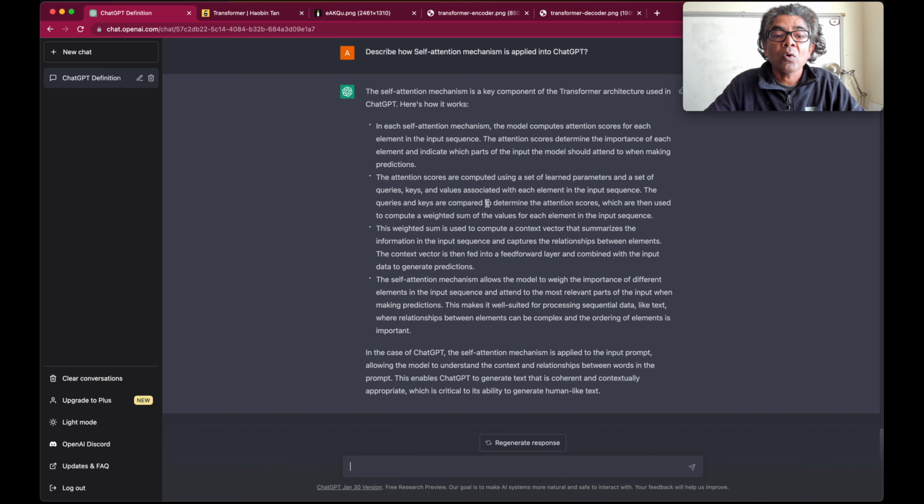And attention scores are computed based on a set of queries, keys and values associated with each element in the input sentence. These queries and keys are compared to determine the attention score, and then used to compute the weighted sum of the values in each element of the input sentence.